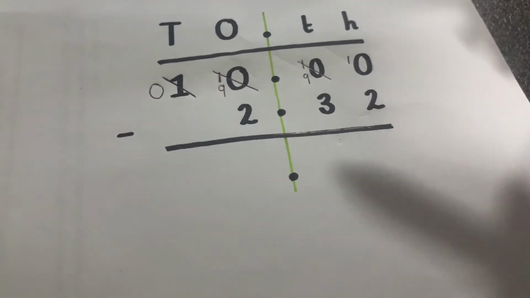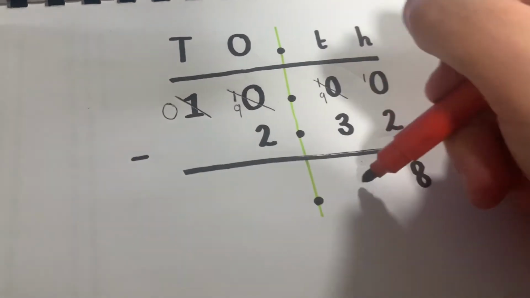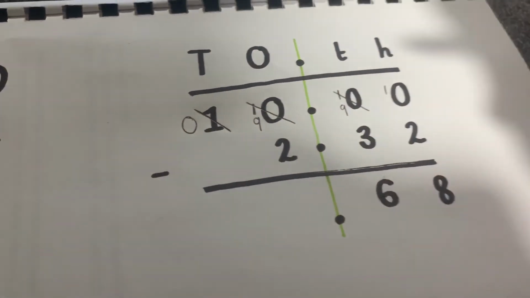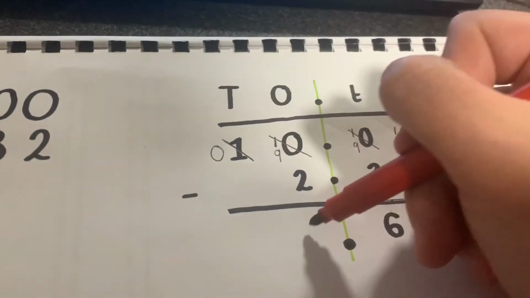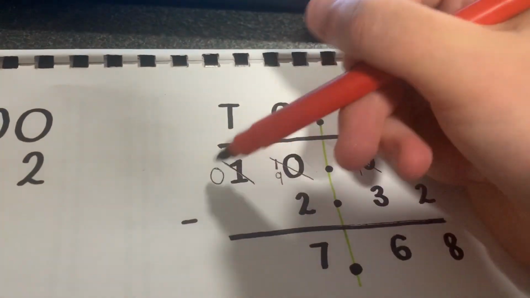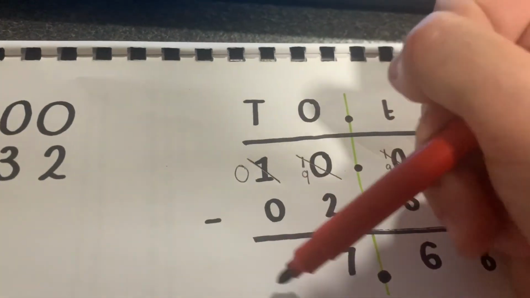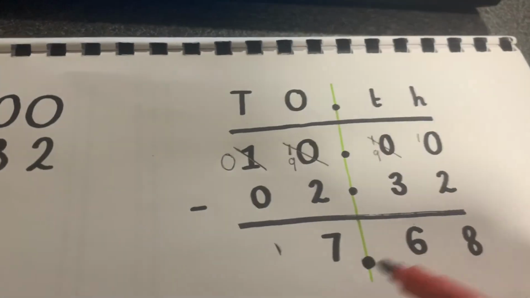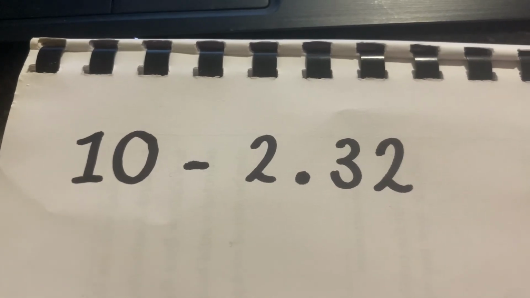So we've now got 10 take away 2, which we know is 8. 9 take away 3 is 6. Not forgetting to add in that all-important decimal point. 9 take away 2 is 7. And then we've got a 0 here. 0 take away 0, if you like, is 0. But you don't really need to add that in. So we've got 7.68. So we're now going to look at an alternative method that we can use.